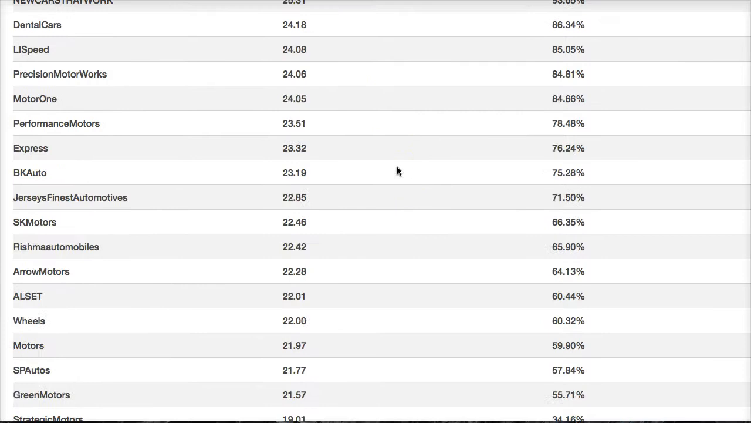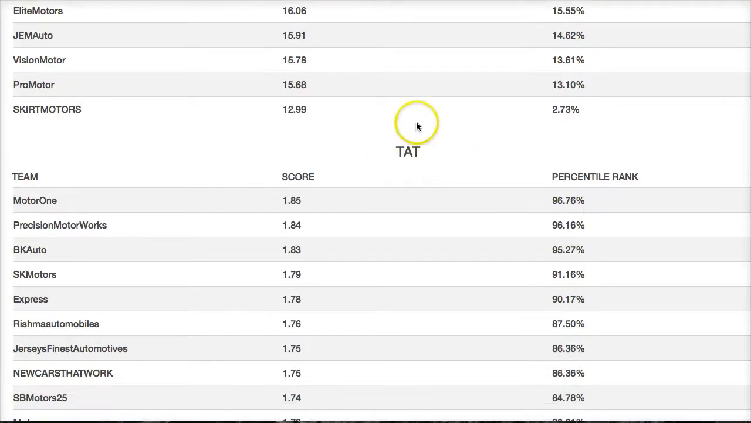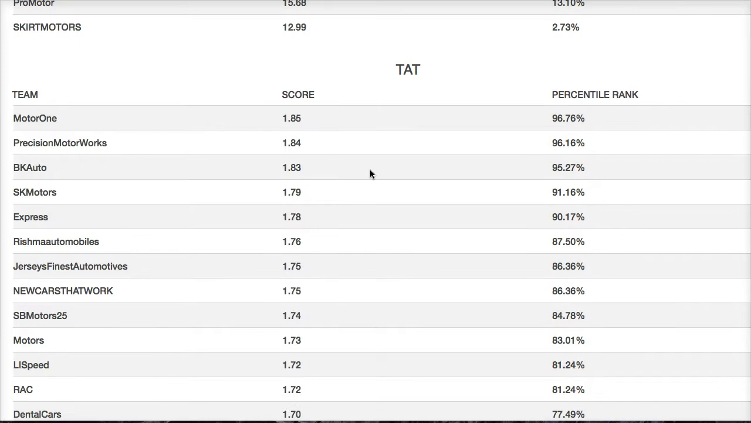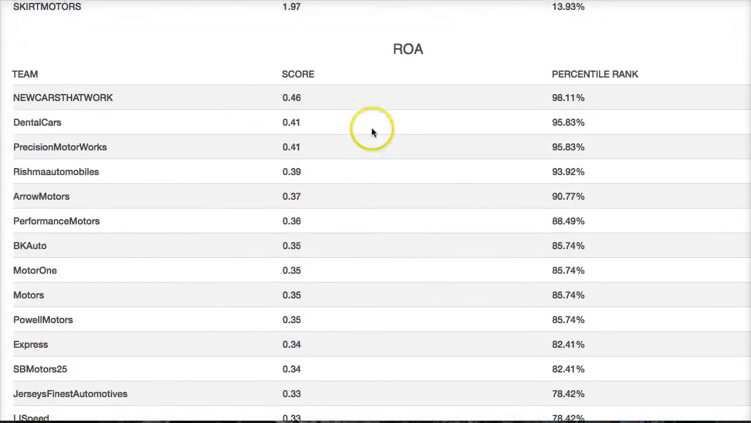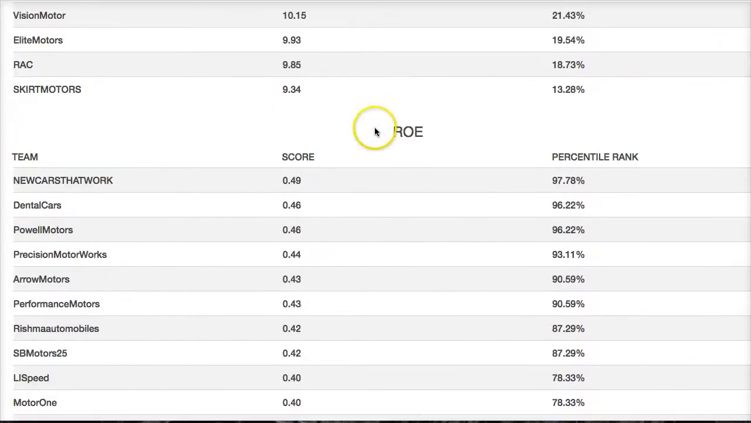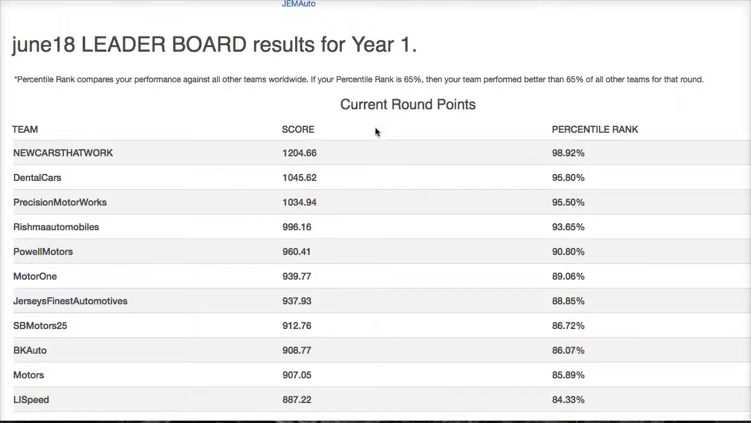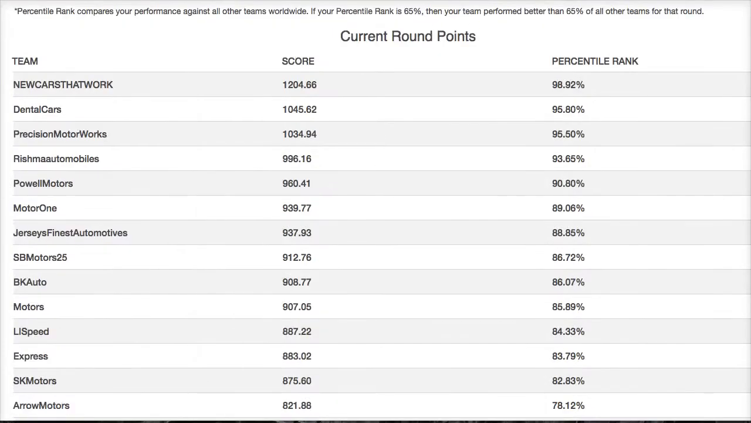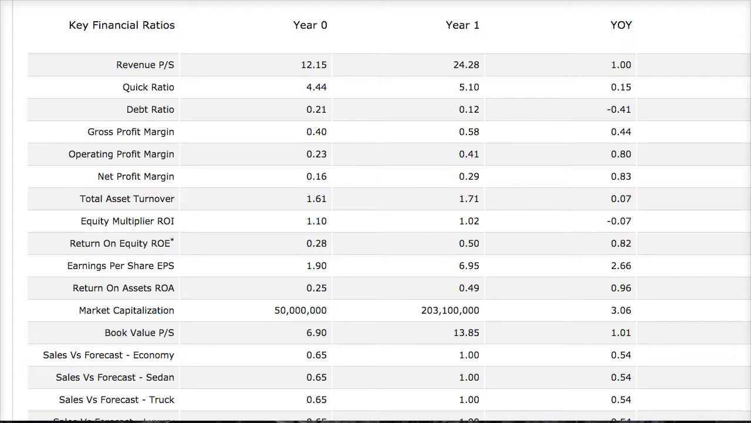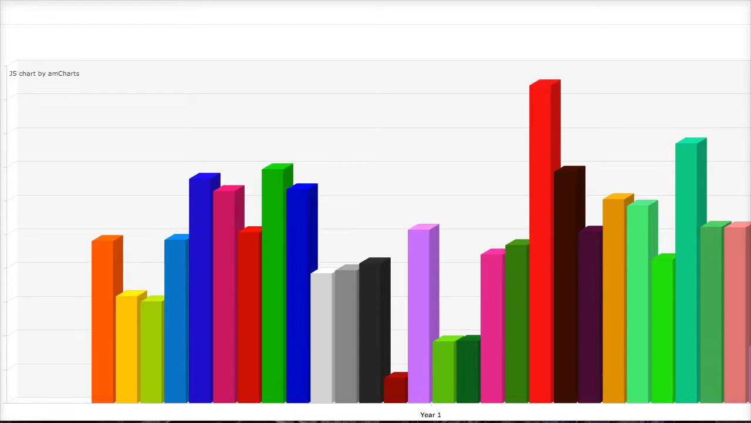Revenues per share look at your outstanding shares and revenues. Total asset turnover looks at how much sales your assets generate. So if you have $1 million worth of assets and you have 1.85 million in sales, your total asset turnover will be 1.85. Okay, so that's just a little look at this scoreboard, how the teams have done. A number of teams have done very well, showing that you know the simulation pretty well. So let's look at the charts for round one.